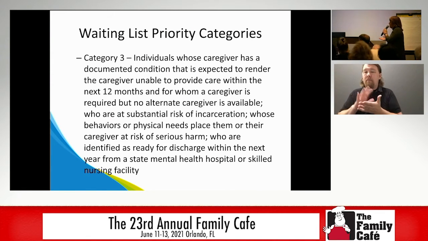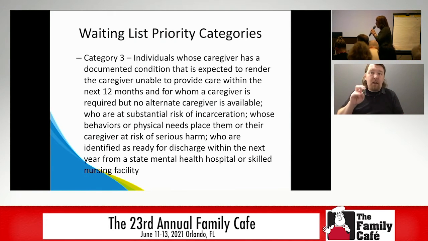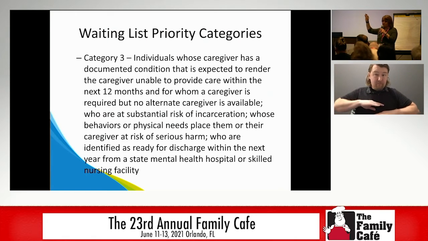They're expected to render the caregiver unable to provide care within the next 12 months, and for whom a caregiver is required, but no one else is available to provide that care, or who are at substantial risk of incarceration, they have risky behavior and they're at risk of incarceration, or whose behaviors or physical needs place them or their caregiver at risk. So this is considered to be somebody who, at the moment that their application is received, meet this criteria, but don't quite rise to the crisis level.